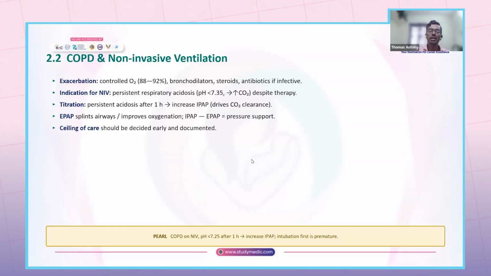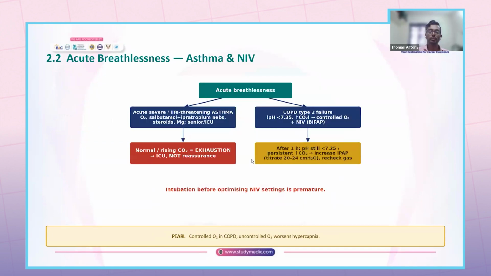Ceiling of care should be decided early and documented. So in case of acute breathlessness, asthma and NIV. Okay, now this we have to know.